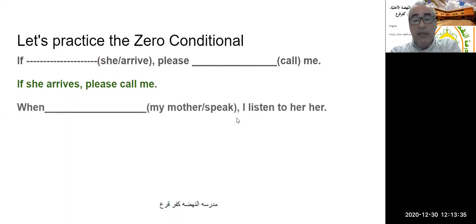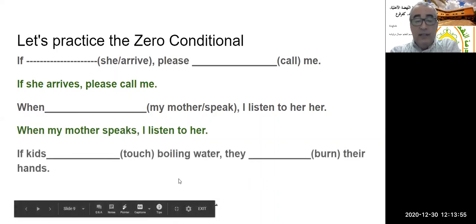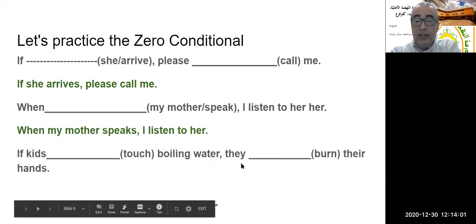When my mother speak, I listen to her. Okay. What do you think? Exactly. When my mother speaks, I listen to her. If kids touch boiling water, they burn their hands. What do you think?